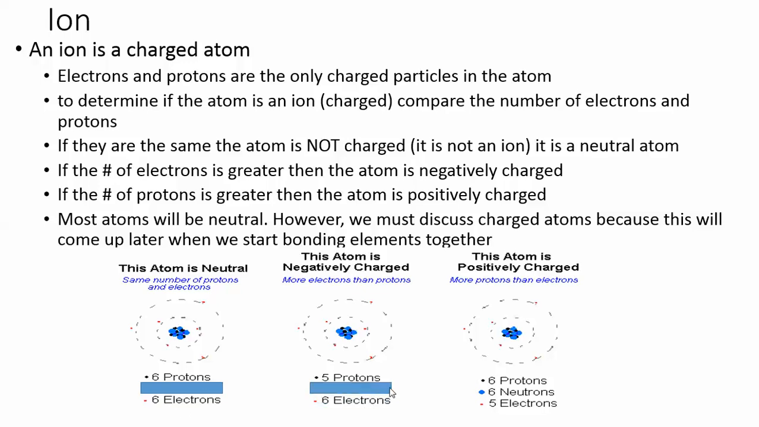On the next one, again, comparing protons to electrons, we have 5 positive charges, 6 negative charges. So there are more electrons, more negative charges than positive charges. So this is a negatively charged atom, or a negative ion. And then on the last one, 6 protons, 5 electrons. These are positive charges, those are negative charges. More positive than negative, so positively charged. And you'll need to be able to do this yourself. It takes time. Make sure you're comparing the protons and electrons.